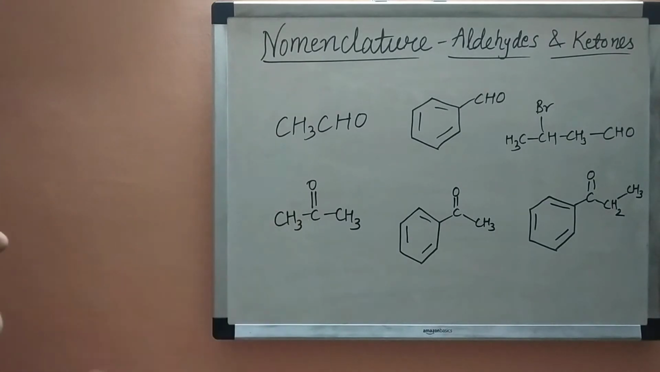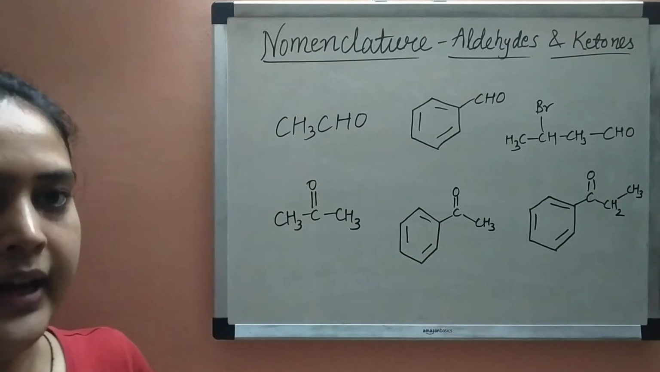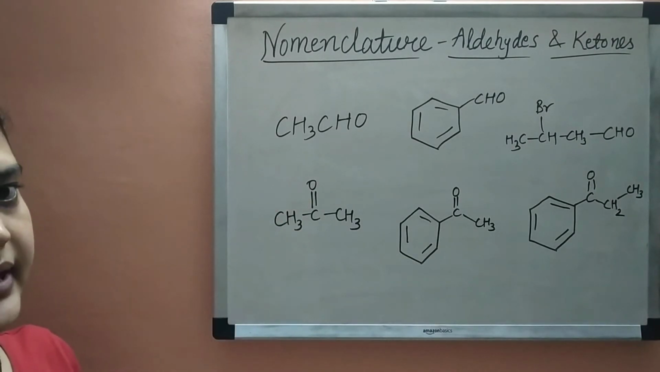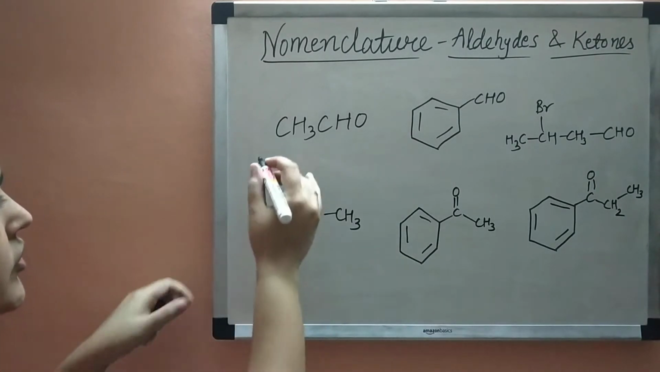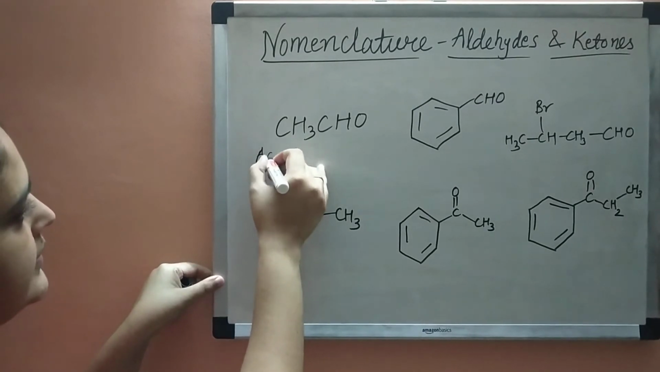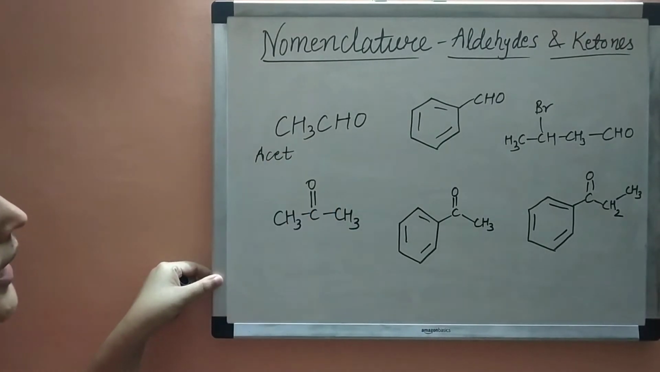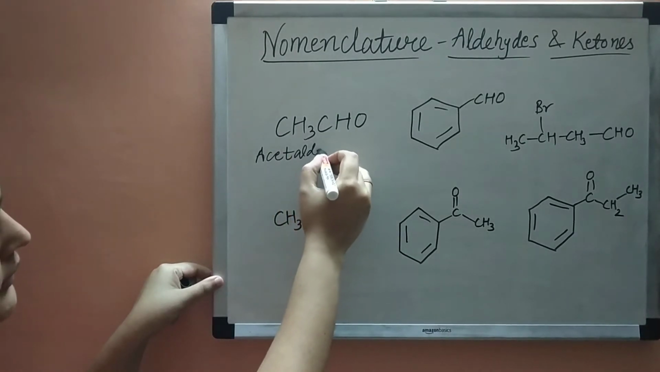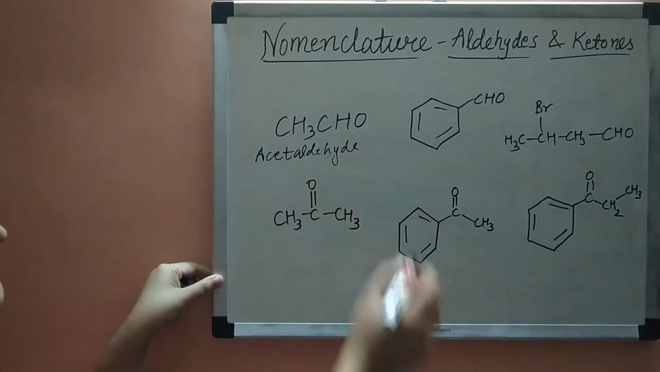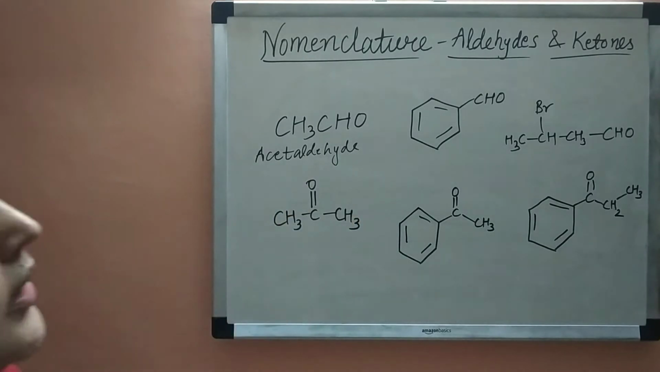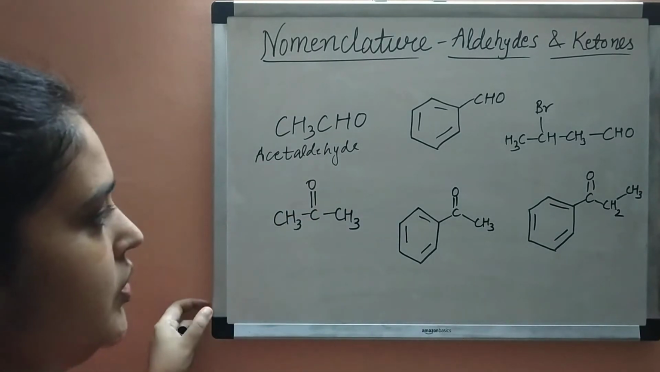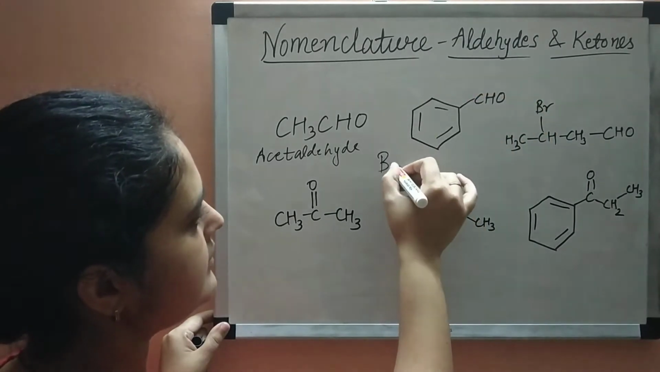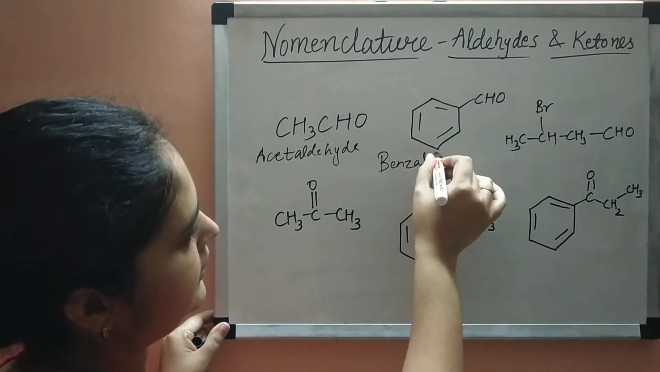So first is acetaldehyde, because there are two carbons, so that is why it is ACET, and aldehyde because of the CHO group. So this is acetaldehyde. Second one is benzaldehyde, because this is benzene and this is aldehyde, so the common name is benzaldehyde here.